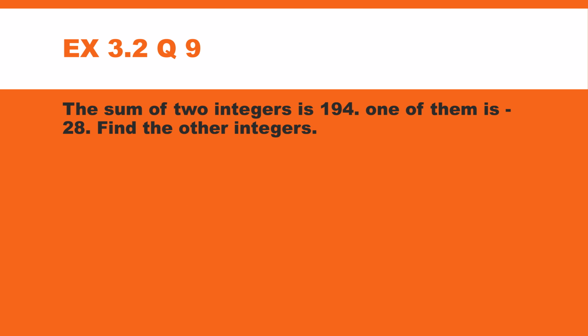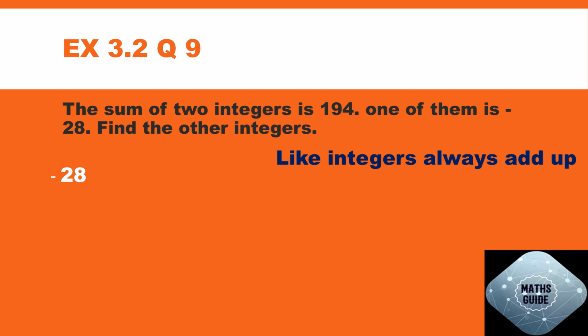This is exercise 3.2, question number 9, and the question is that the sum of two integers is 194. One of them is negative 28. Find the other integer. It means two numbers are added. The first number is negative 28. When added to a number, we get positive 194 as a sum.